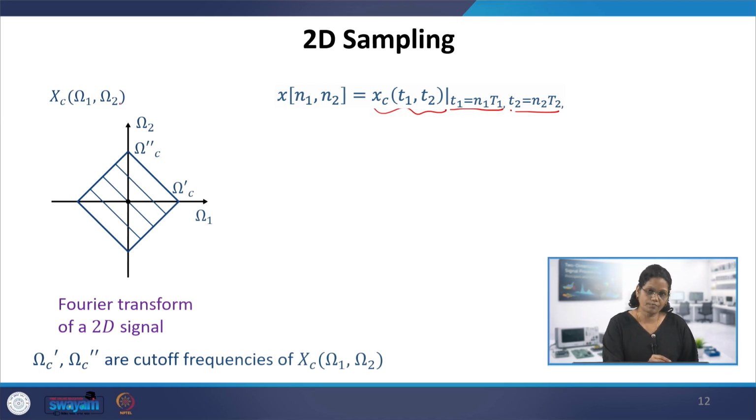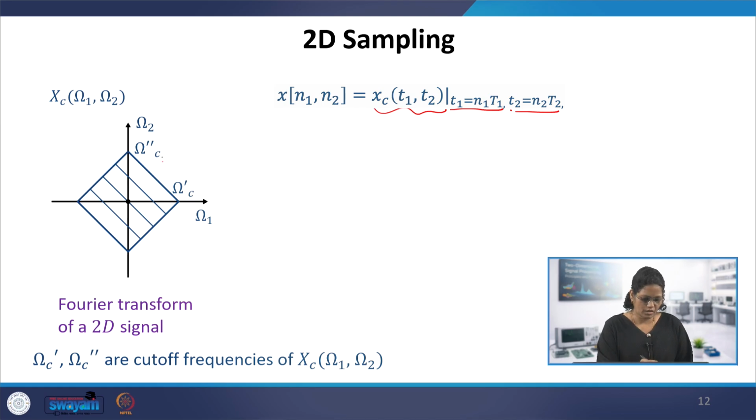If we take the Fourier transform of it, then we get Xc of omega 1 comma omega 2. Omega 1 and omega 2 are the frequencies in the frequency domain. This omega c dash and omega c double dash are the cutoff frequencies, we can say, of the band limited sequence. If you recall the 1D sampling, we used B and minus B. So here that B is nothing but omega c dash in one direction, and for the other direction, omega 2, it is omega c double dash. So it is band limited in this way.